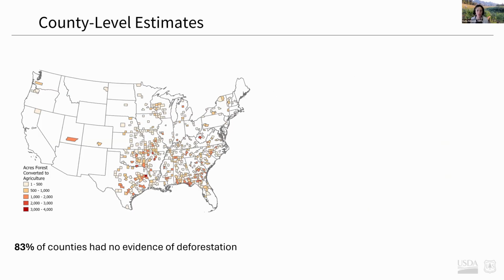Next, we can take a look at the county level estimates. And the main thing I want to highlight here is that 83% of counties had no evidence of deforestation. And I'm intentionally saying no evidence here because what that really means is that there weren't any FIA plots within the county where we had some evidence of land use change. So it doesn't mean that there wasn't any ag-driven deforestation. I think particularly when we're looking at something like this that's occurring in very small spatial areas, it can be hard to estimate that given the sampling intensity of FIA data.